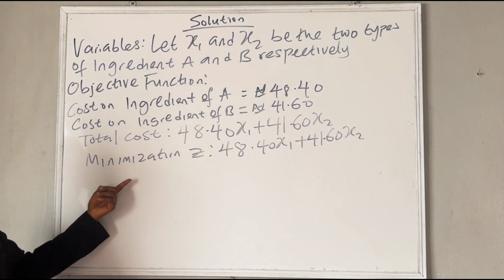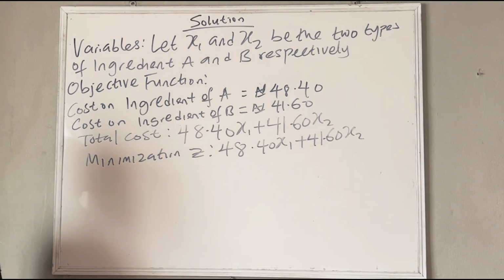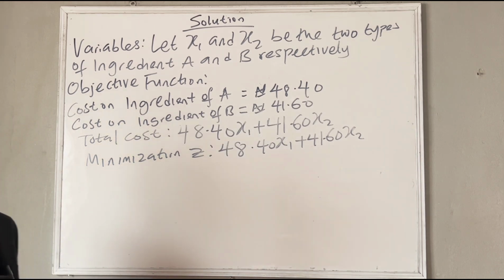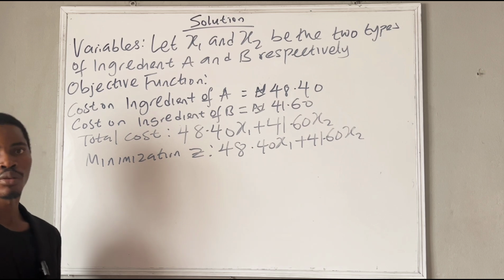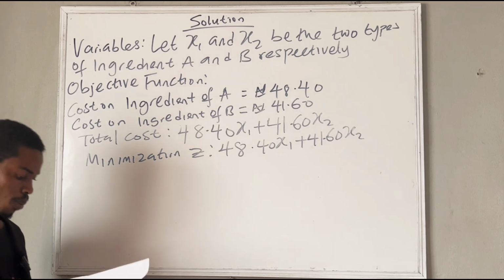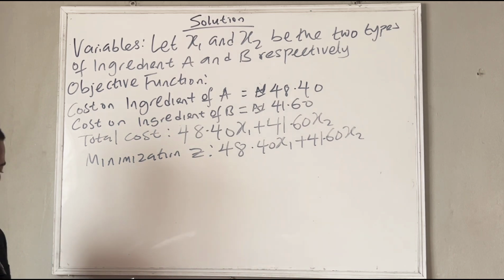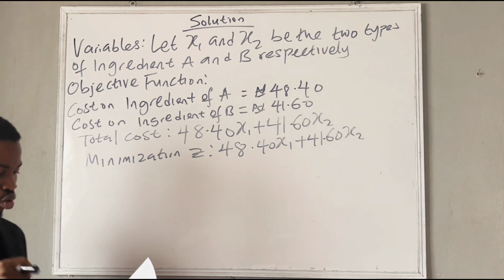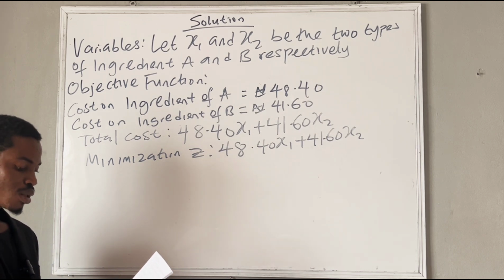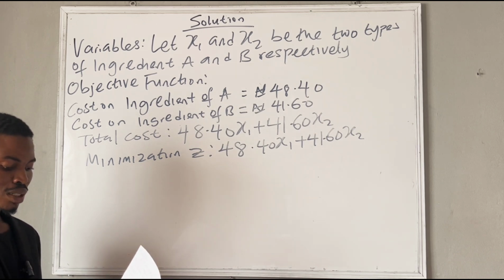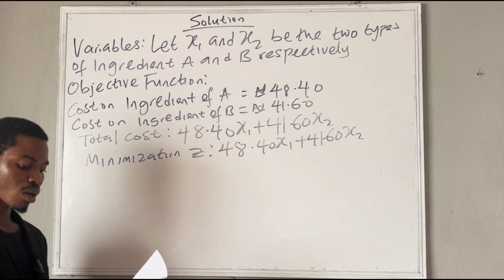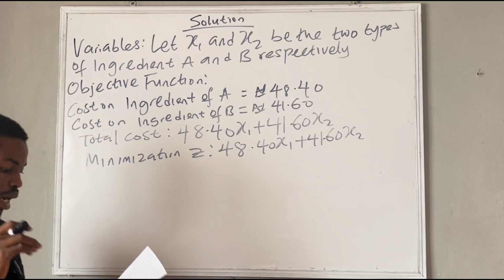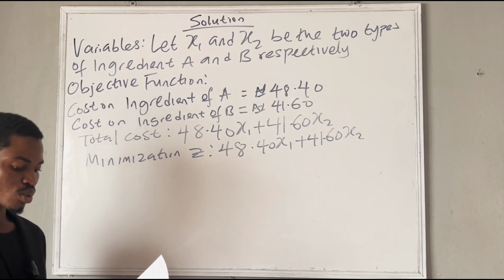Since we have gotten the minimization of Z, we are going to formulate the constraints. If you look at the constraints, we have some that have been given: bone, phosphate, and some elements. Ingredient A contains 40% of bone, 20% of nitrogen and 10% of lime. So whenever we are dealing with ingredient A, we are going to add our constraint from there.